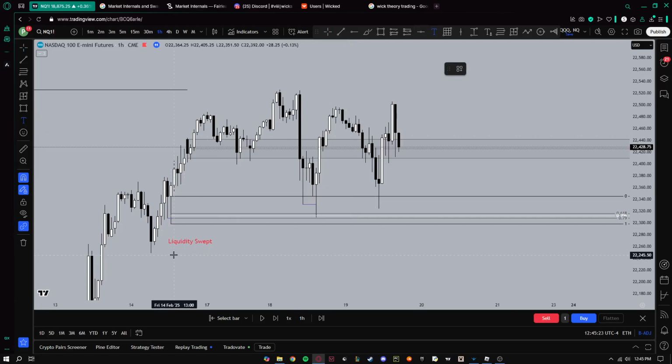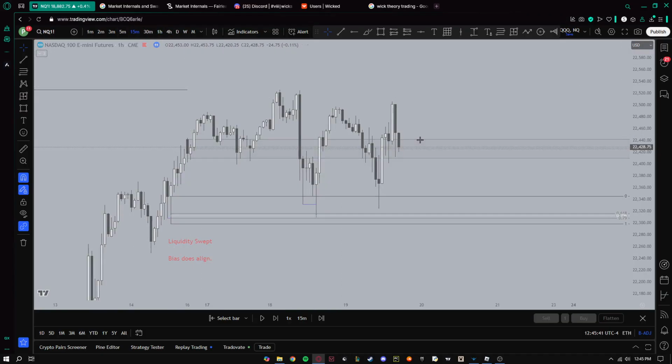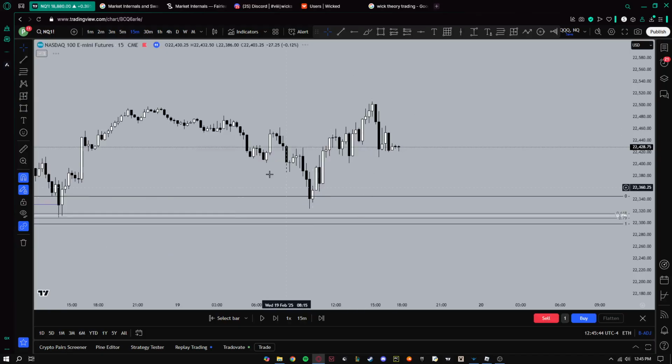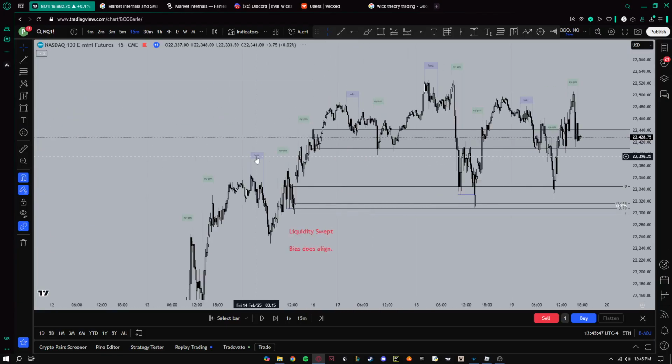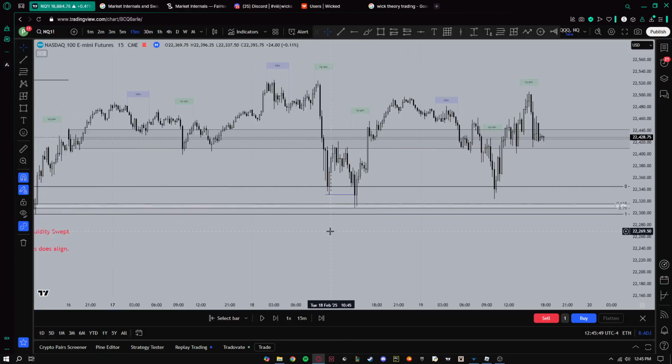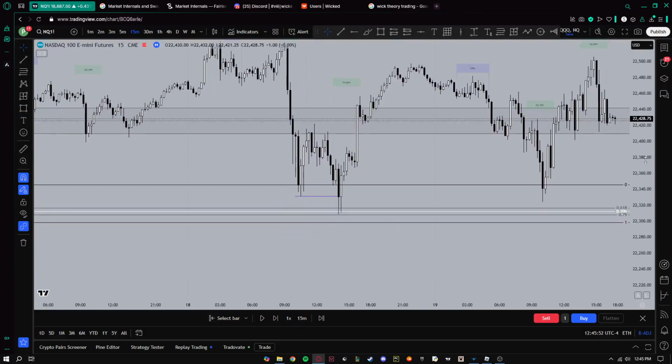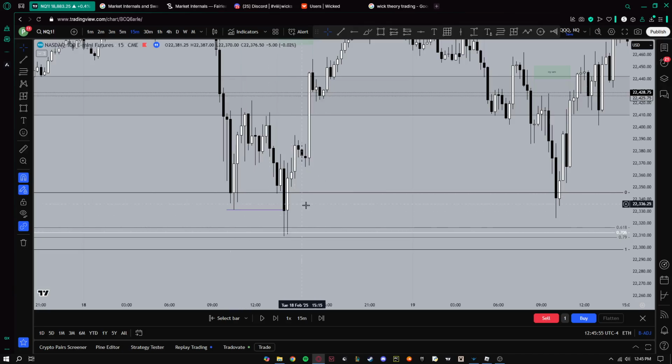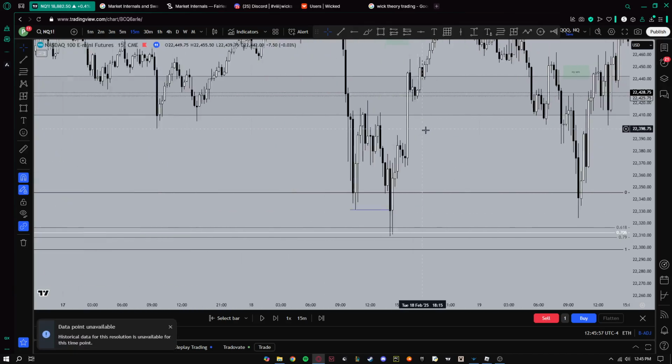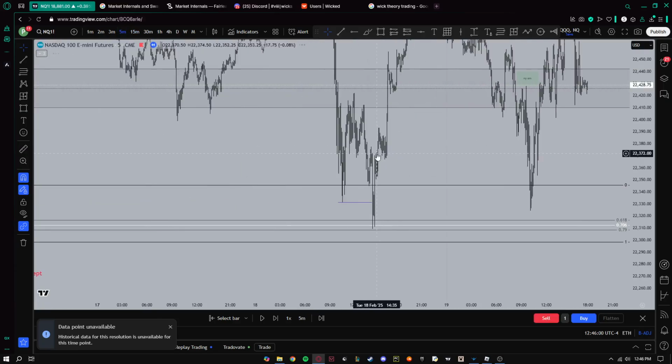Now you have to make sure that your bias does align, and I did show you how we were bullish for the day, so this did work out in our favor. And yeah, that's essentially the main idea. So the most optimal time frame for this is 1 hour or 15-minute, and you can usually just compare the two of them and see where you see the setup most. Or you can wait for a confirmation, which you can probably see in like a 1-minute chart.